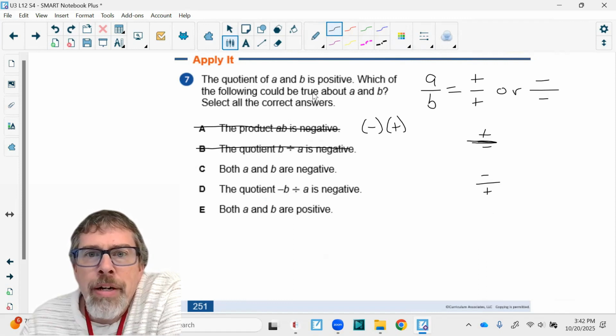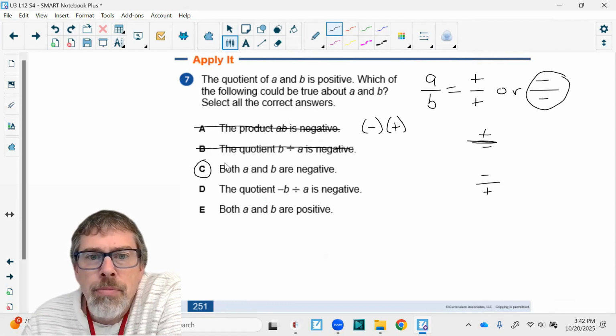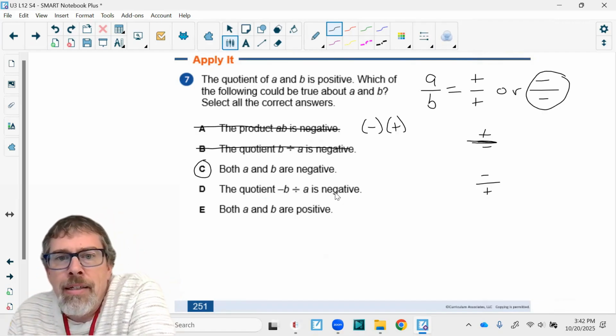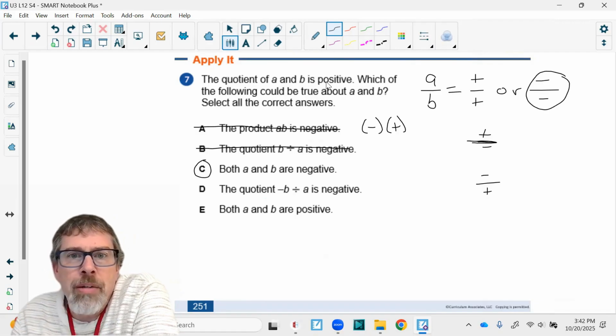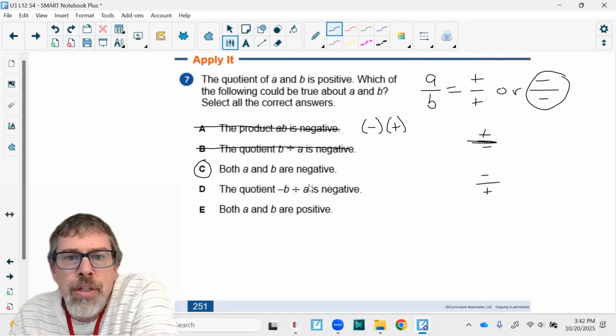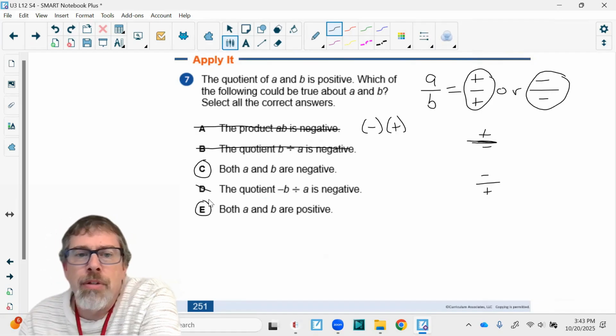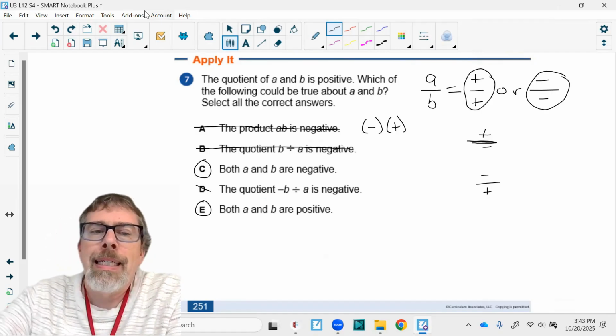Both A and B are negative. That could work. That's right there. So that's a possible solution. The quotient of B divided by A is negative. Well, that means A is positive, and it says the quotient of A and B is positive. No, that's just not going to work. And both A and B are positive. So there are our 2 solutions. It's either C or E.